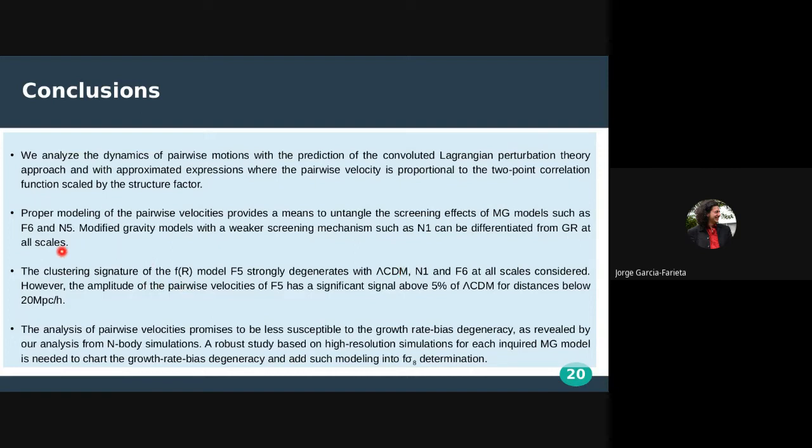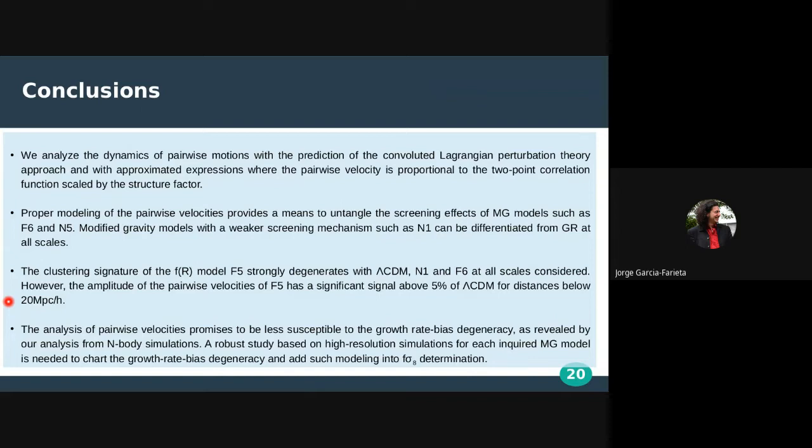Modified gravity models with a weaker screening mechanism, like the NDGP1, can be clearly differentiated from GR at all scales. The clustering signature of the FOFR model F5 strongly degenerates with lambda CDM, as well as with N1 and F6, for all the scales that we consider. However, the amplitude of the pairwise velocities for F5 has a significant signature of about 5% for distances below 20 megaparsecs.